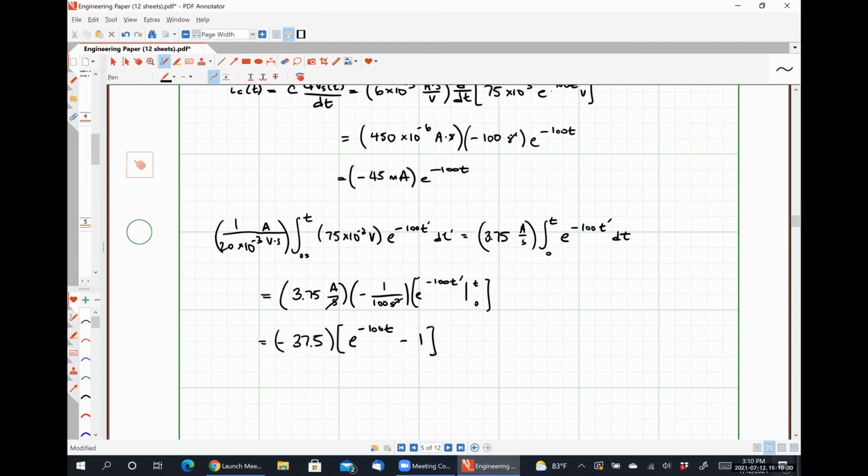minus 1, right? We can't forget that there's going to be an e to the 0 that we have to take care of there as well. If we forget that, we are going to have some issues. Sorry, and this should be negative 37.5 milliamps.